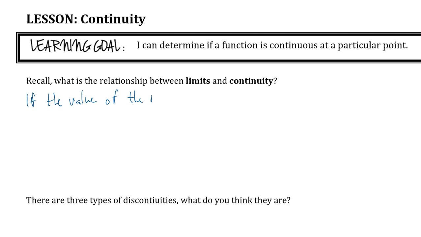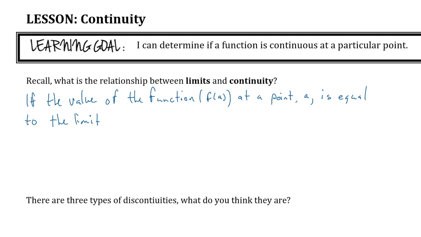If the value of the function, which is f at x, or let's say f at a, at a point, so a, is equal to the limit at that point a, so when x equals a, then the function is continuous at that point.